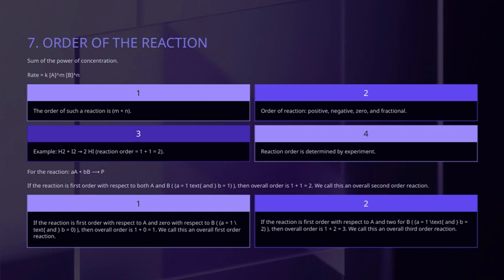And finally, the rate law can be expressed as the rate equals some constant k times the concentration of A raised to the m power times the concentration of B raised to the n power. The key takeaway is that the overall order of the reaction is just the sum of these individual powers, which tells us how the rate depends on the concentrations of the reactants.